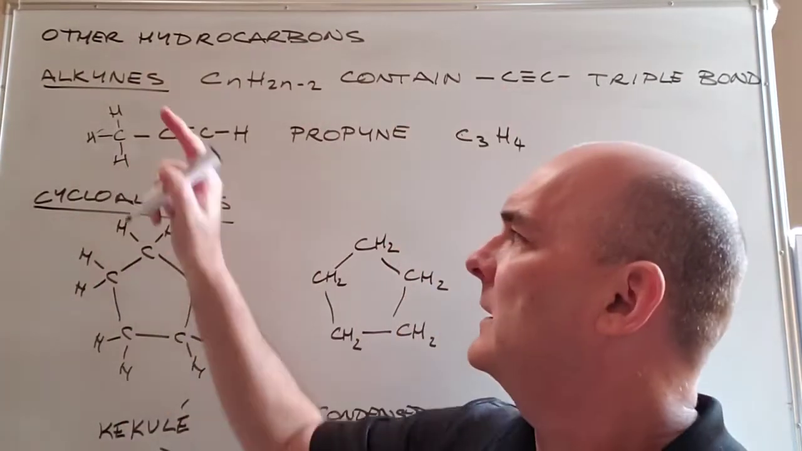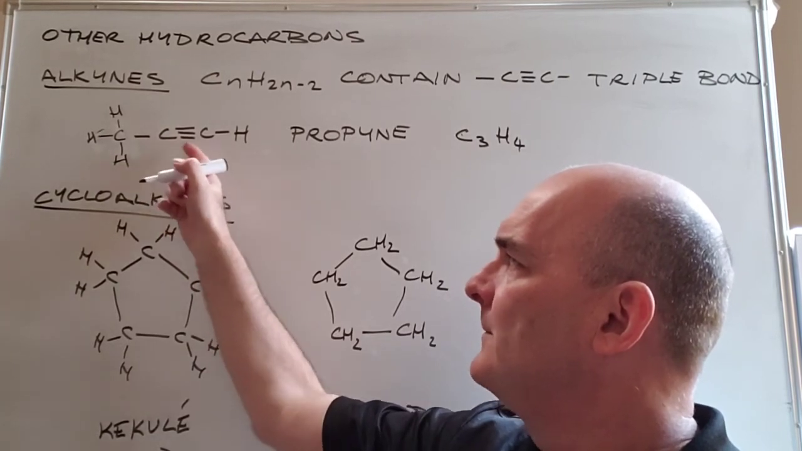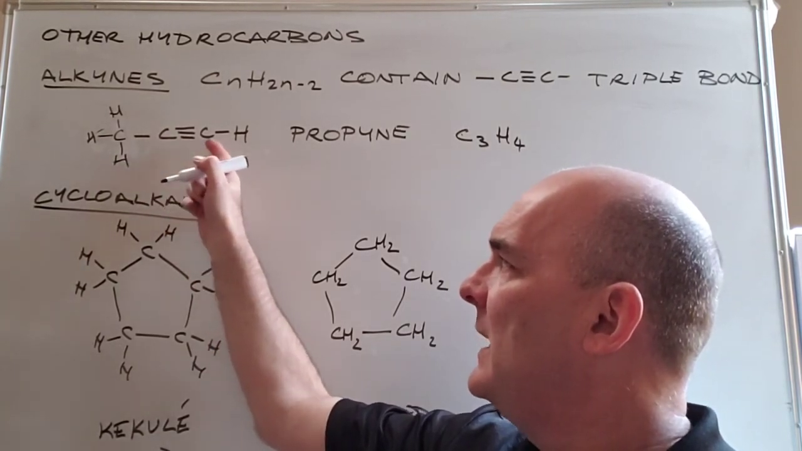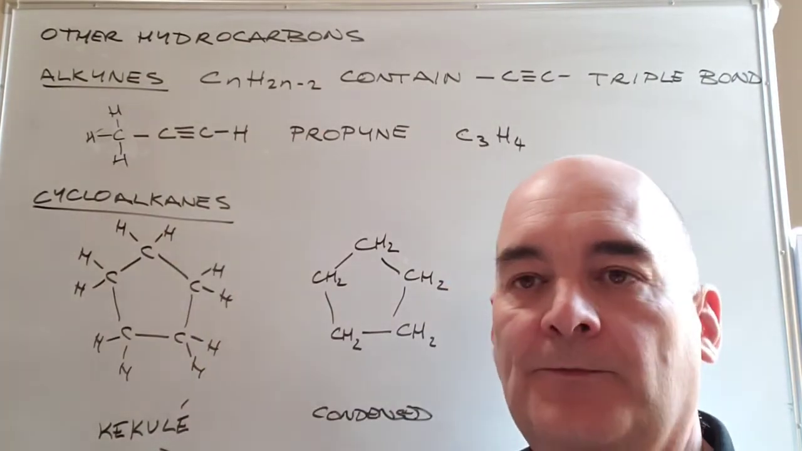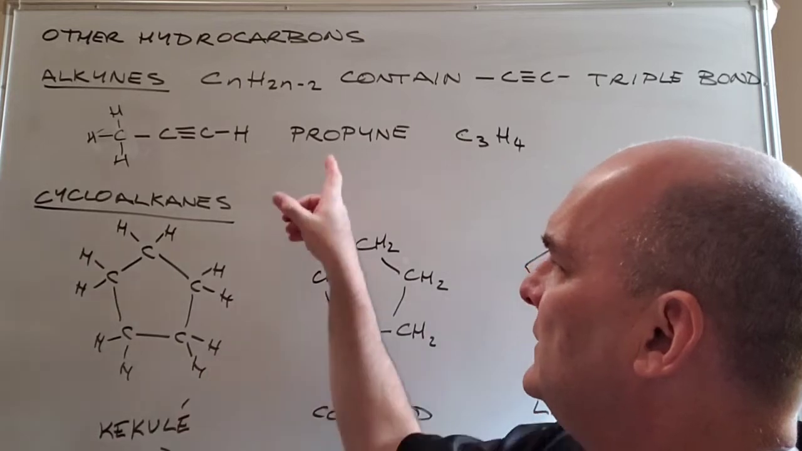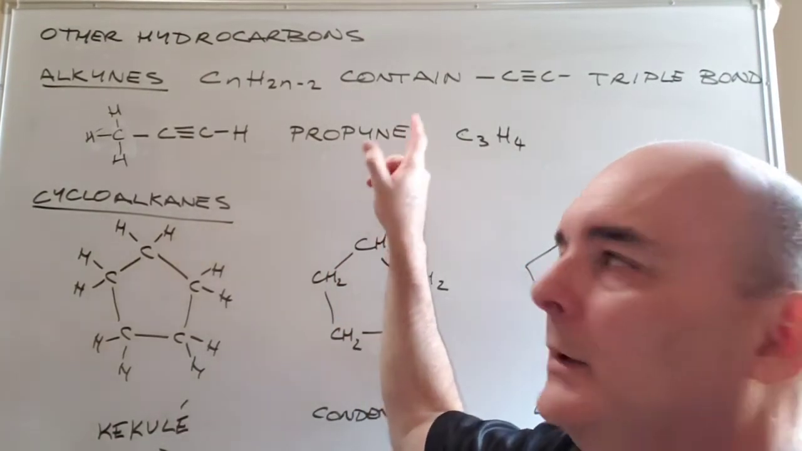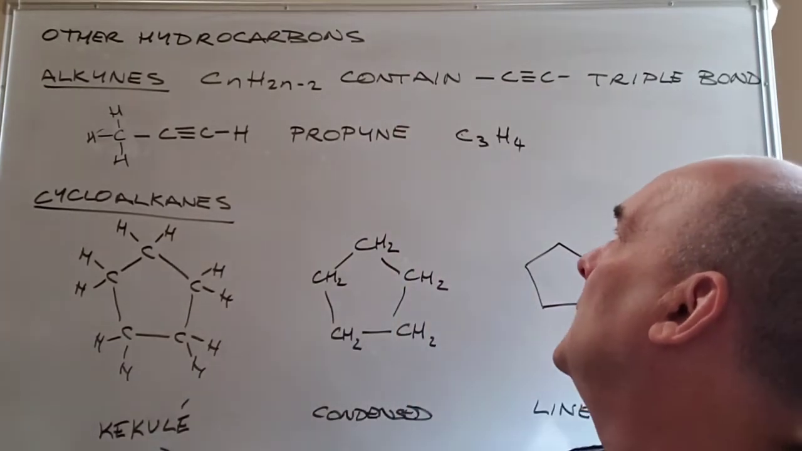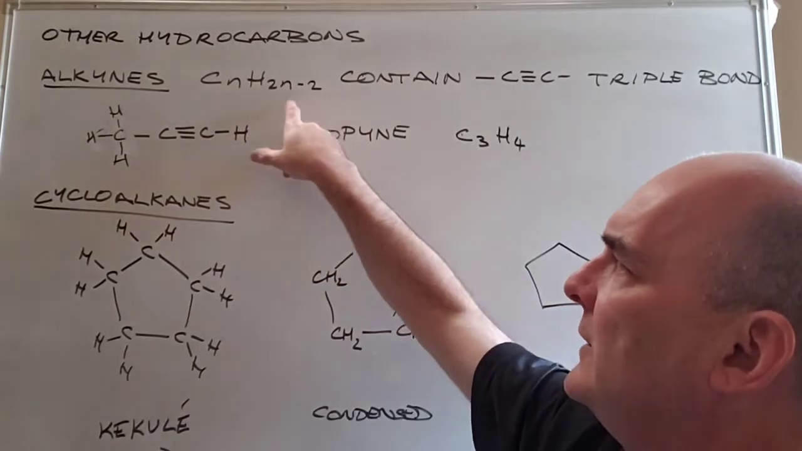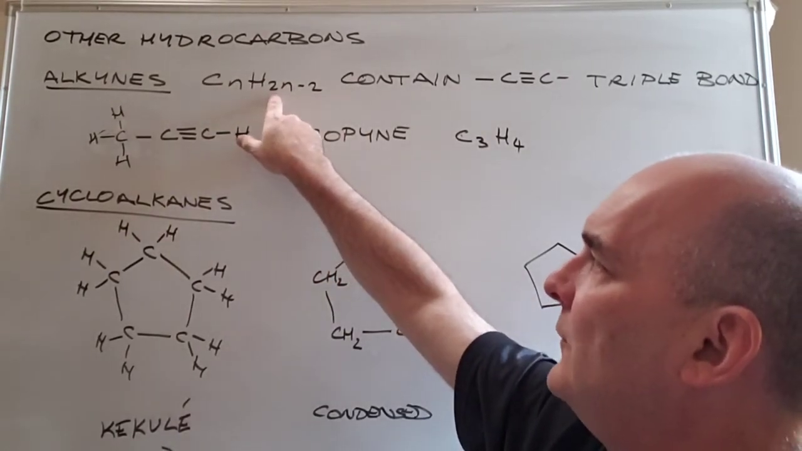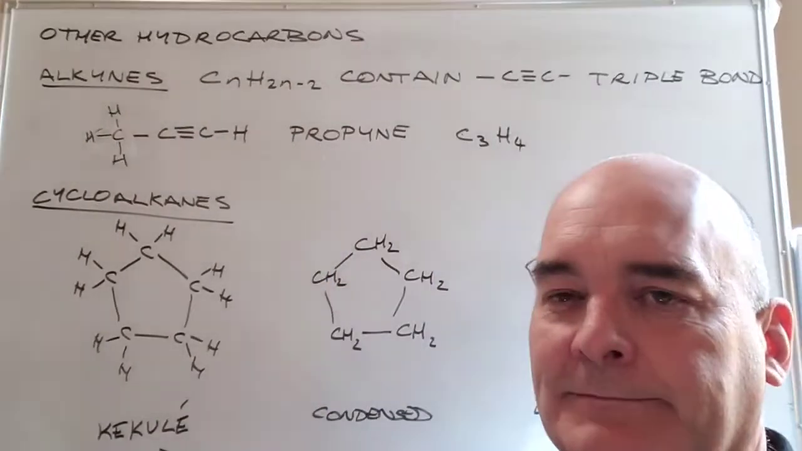There you go. That carbon has 4 bonds. This carbon has 1 to the left and 3 to the right. This carbon has 3 to the left and 1 to the right. And each of the hydrogens has just the 1 bond. This is prop for 3 carbons, yne, because it contains a carbon-carbon triple bond. They have generic formula CnH2n minus 2. Double the number of carbons and then subtract 2 from it.